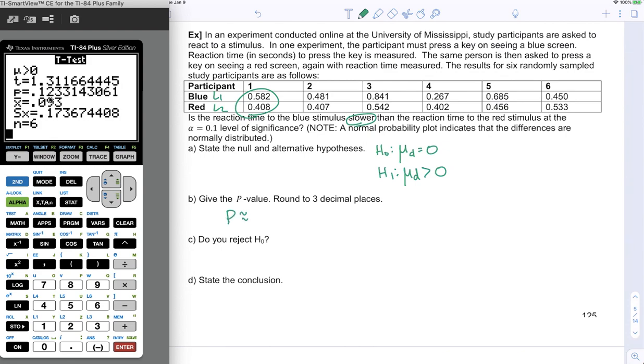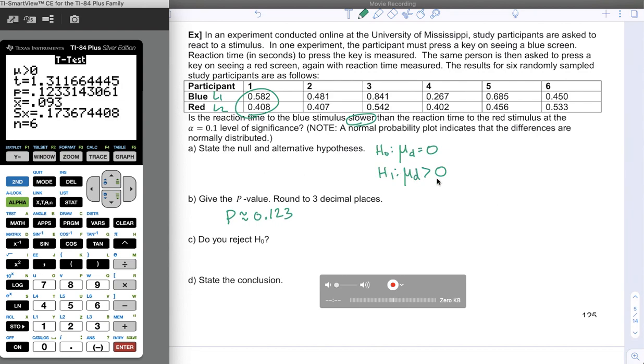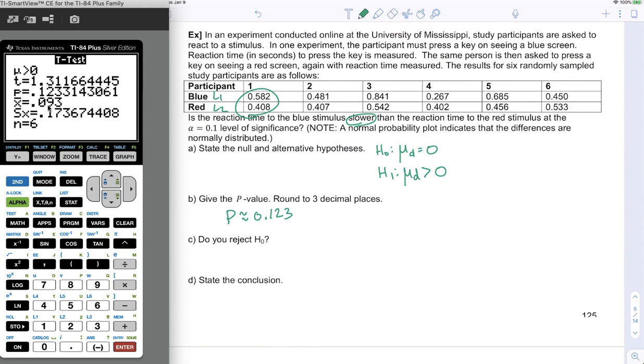P is approximately equal to 0.123. I also want to point out one other thing while we're looking at this screen, and that is X bar. In this context, this is actually called D bar, the sample mean differences. Notice that the sample mean differences are a positive number. This is just another way to check that my alternative hypothesis is correct. Remember that your sample evidence should support H1, and it does because this number here is greater than 0. So this is a kind of a way to triple check that your H1 is the correct hypothesis.